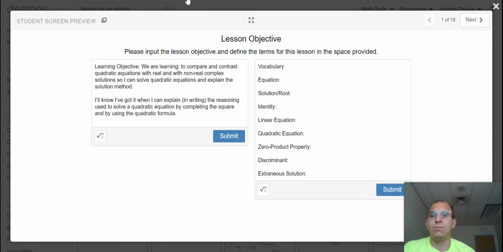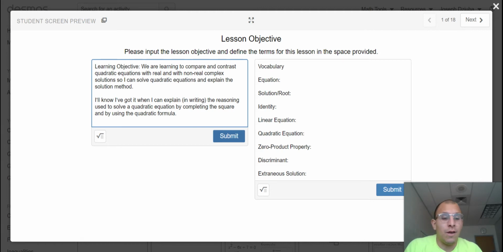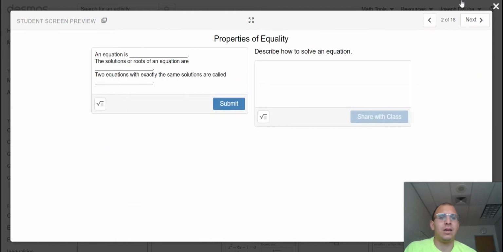So today we are learning to compare and contrast quadratic equations with real and non-real complex solutions, and that'll be our next lesson. So I can solve quadratic equations and explain the solution method. I'll know I've got it when I can explain in writing the reasoning used to solve a quadratic equation by completing the square and by using the quadratic formula. Let's get to it.